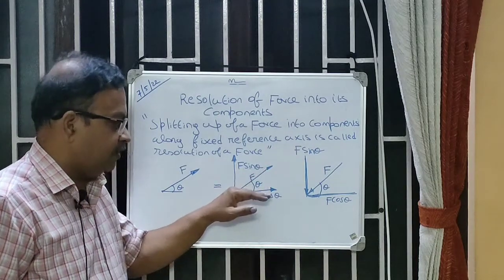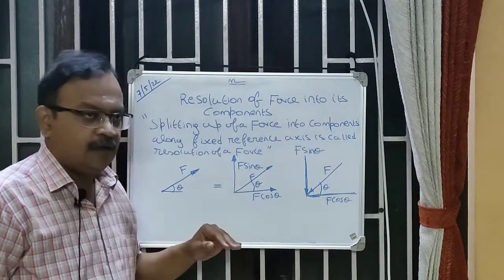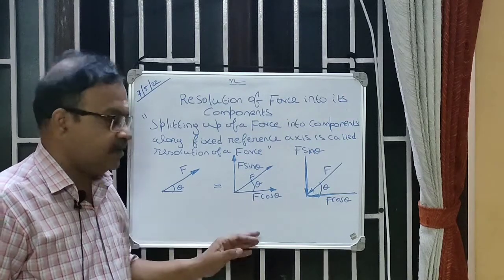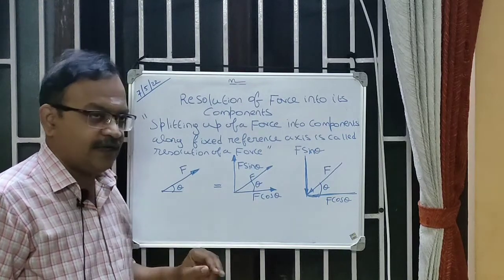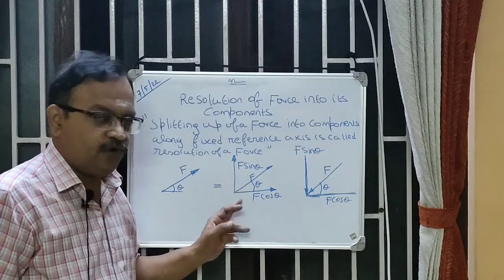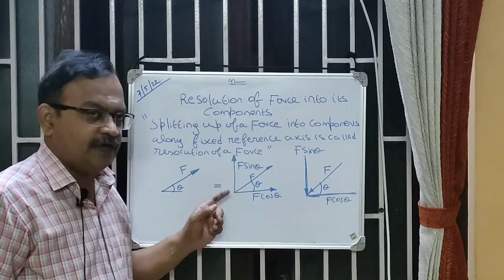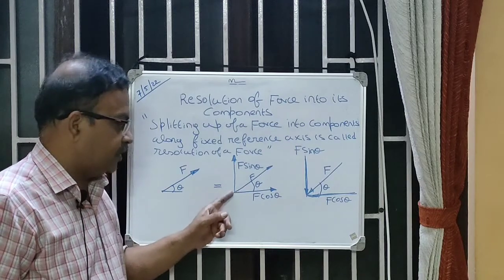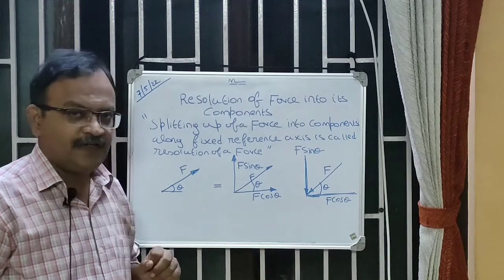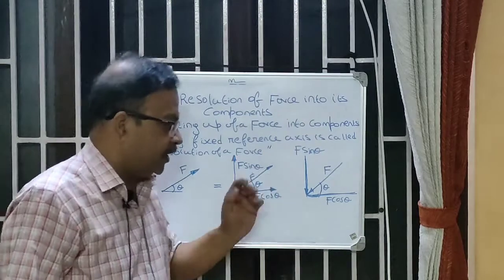Suppose, by resolving the force, if it acts along the horizontal axis towards the right, it is positive F cos theta. Similarly, while splitting the force, when the force acts upwards in the vertical axis, that is the y-axis, it is positive, so it is called F sin theta. Now you go to this particular case.